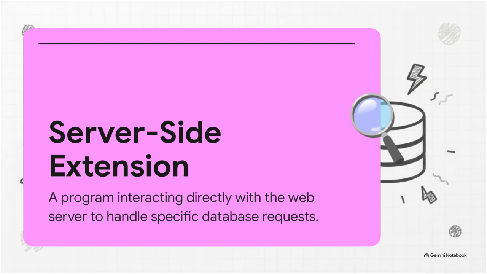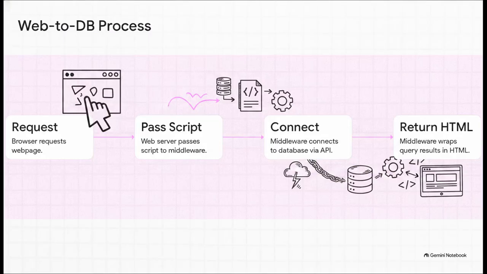directly to the database. Let's actually walk through the steps and mentally map the exact journey of a single mouse click. Step 1. Your browser requests a web page. Step 2. The web server receives that request, realizes it needs database data, and passes the script over to the middleware. Step 3. The middleware reads the script, connects to the database using an API, and executes the SQL query. Step 4. The database returns the raw data to the middleware, which then dynamically wraps those query results in HTML formatting, passes it back to the web server, and finally it renders beautifully on your screen.